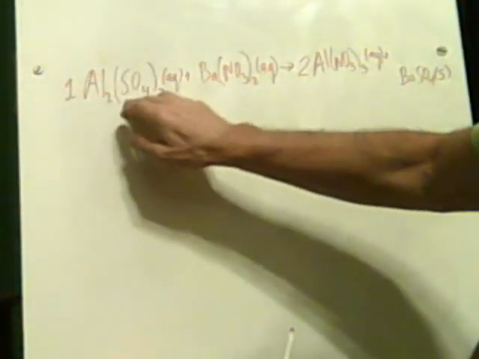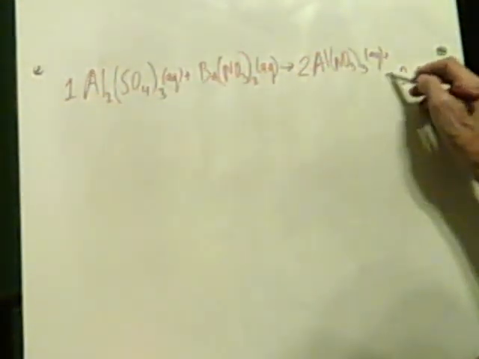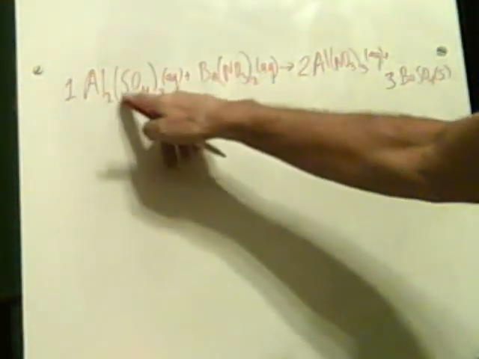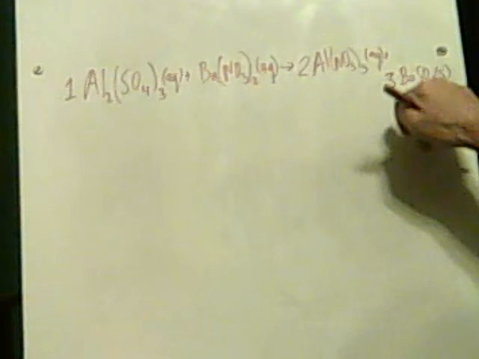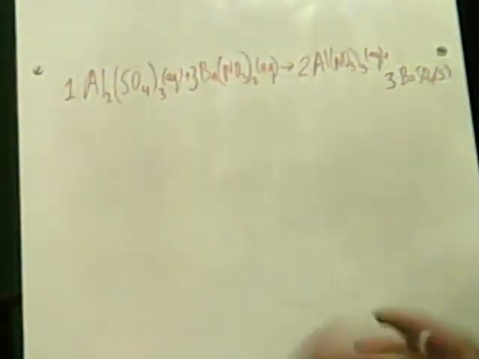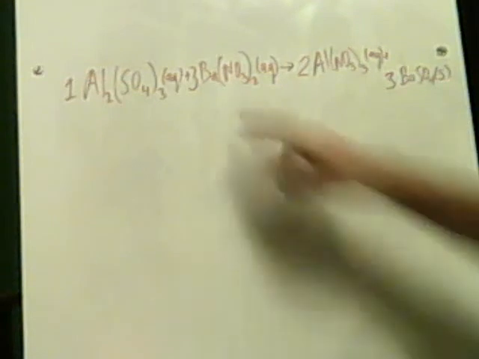Sulfur. There's 3 sulfurs on this side, so there have to be 3 sulfurs on the other side. The only way to get 3 sulfurs on the other side is to have a 3 there. Okay, so we balanced the aluminum, we balanced the sulfur. Now we've got 3 bariums on that side, so we're going to need 3 bariums on this side. So now that should be totally balanced, and we can double check by checking the nitrogen.